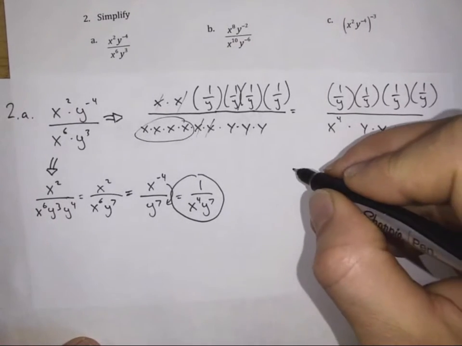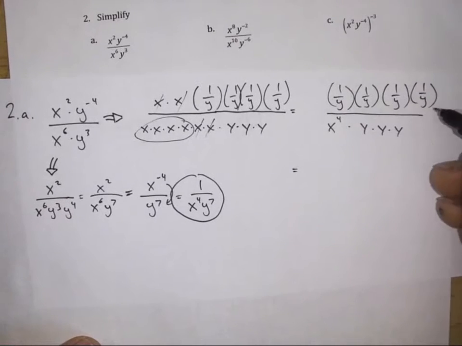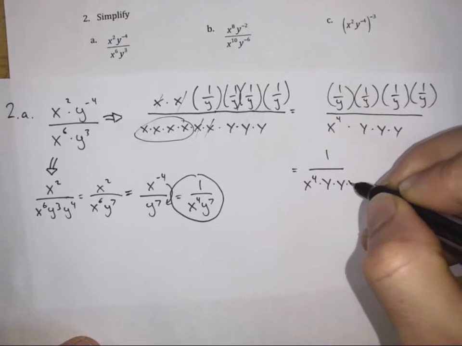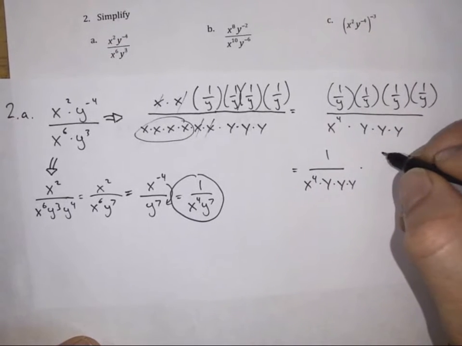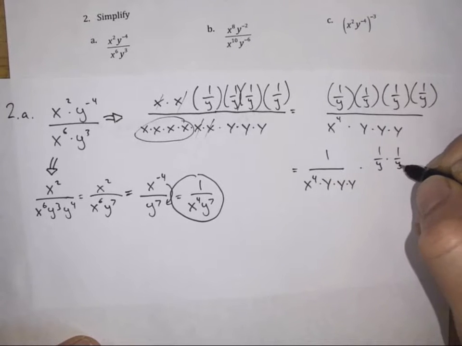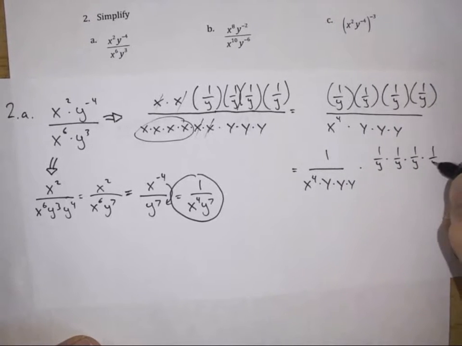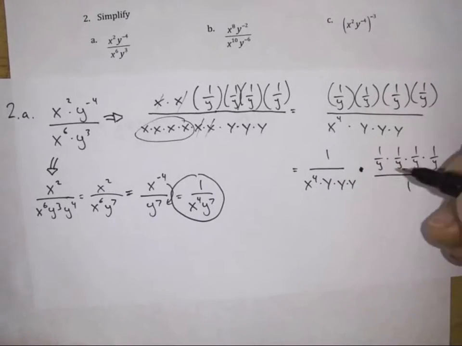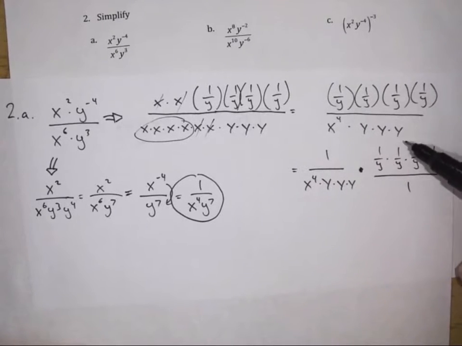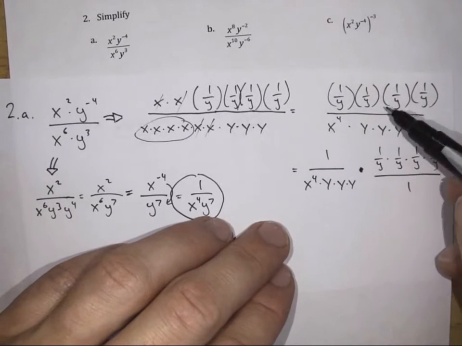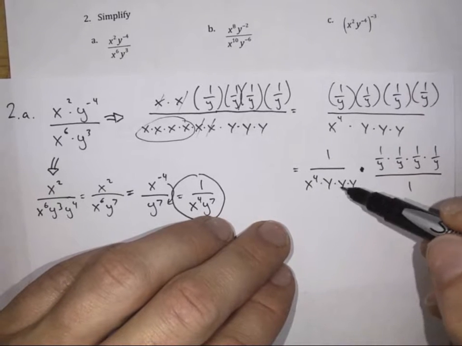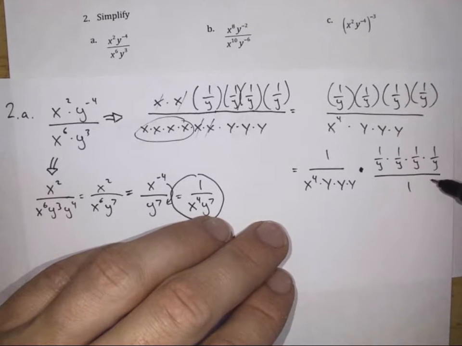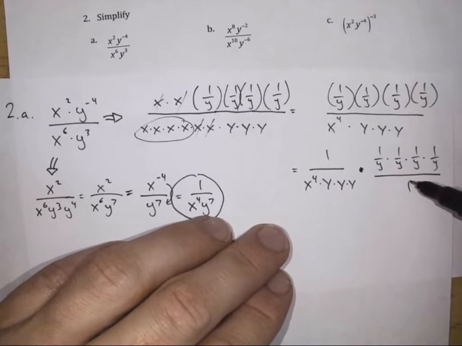Now it's true that I could actually rewrite this as 1 over x to the power of 4 times y times y times y times this other fraction, which will have the 1 over y's on the top and 1 on the bottom, like that. Now take a second to convince yourself that that's true, that I can split a fraction, so I'm multiplying the numerator over here by the denominator over here.